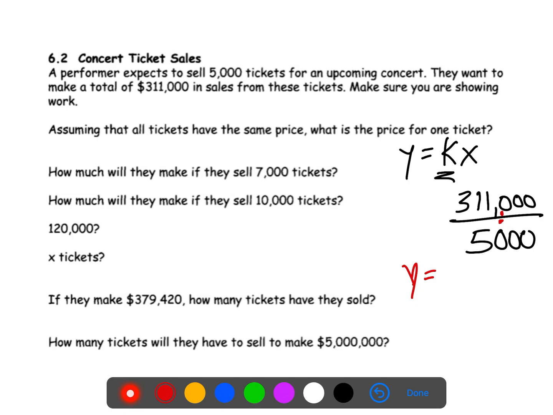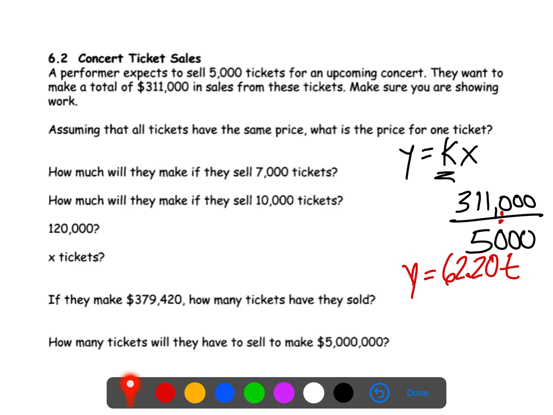That means that my equation now is y equals $62.20 per ticket. And I could change those variables. So I could use something to represent what's in the problem. I could say this is T for tickets. I'm going to multiply that by my constant of proportionality, and that will tell me the earnings or the profits.